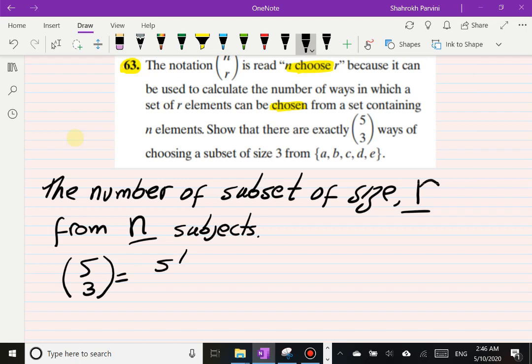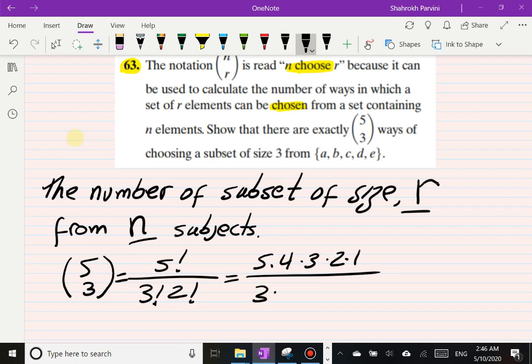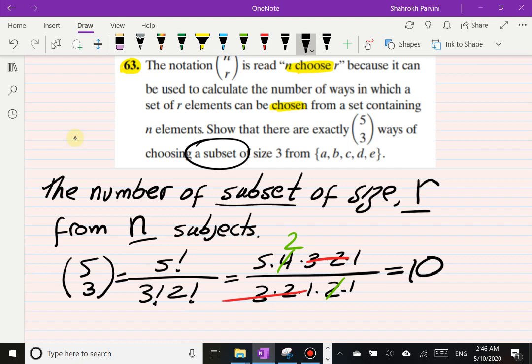That's going to be 5 factorial over 3 factorial times 5 minus 3, which is 2 factorial. Or you can use your calculator. So that's going to be 5, 4, 3, 2, 1. I went ahead and wrote this all out: 3, 2, 1, and 2 factorial is 2, 1. Cross out the 3, 2, 1 with the 3, 2, 1. Then 2 and the 4, you get 2. 2 times 5 is 10. There are actually 10 subsets of size 3 from 5.